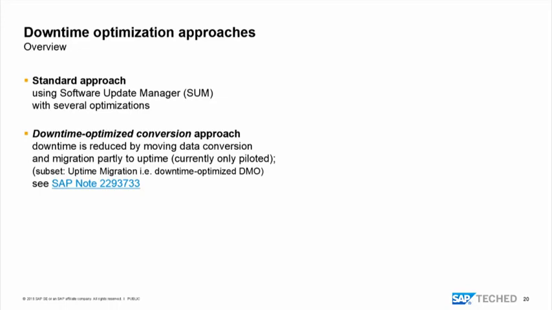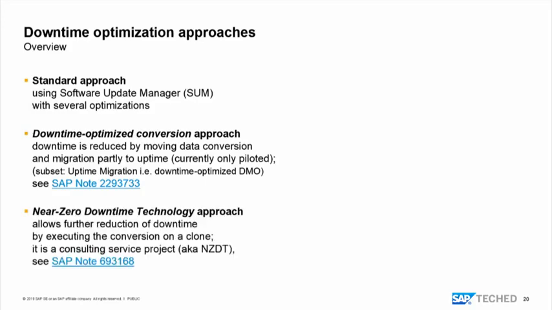The idea is to move activities from downtime to uptime. Simple approach. It's currently being piloted. We need more experience with real project situations, and the idea is to make this generally available in the future. We will see. We cannot predict when this is the case. That is approach number 2, and approach number 3 is what we call NZDT. Be careful, NZDT is not NZDM.